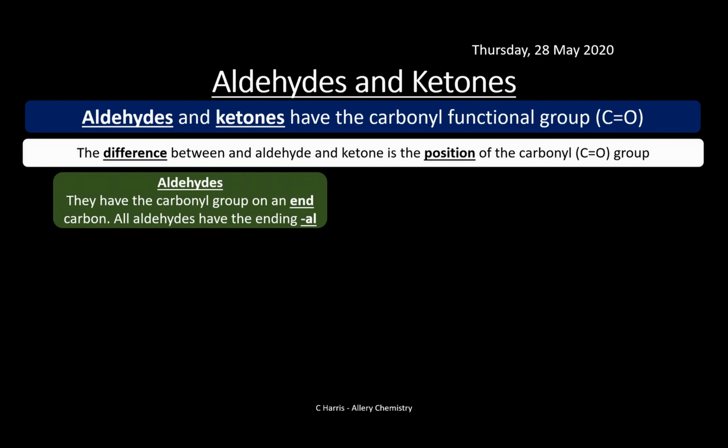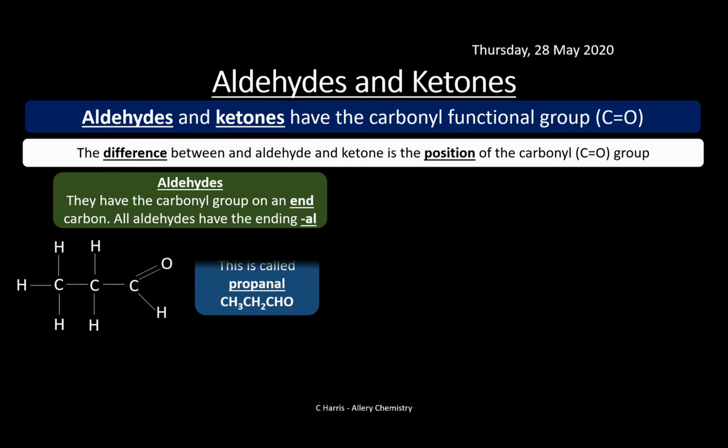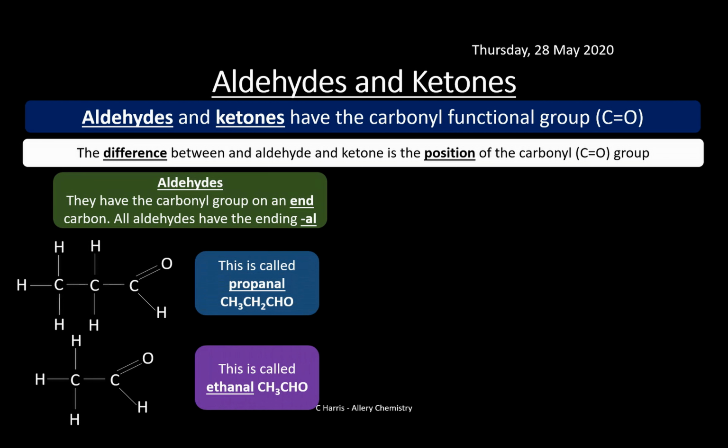For example, with aldehydes, that carbonyl group is sitting on the end carbon, and we end the name with -al. So you can see here, this is called propanal, and this one is called ethanal. This has 2 carbons, so it's ethanal. This one's got 3, so it's propanal. We always end it in -al, so we drop the E from propane and just put -al on the end instead. That tells you it's an aldehyde.